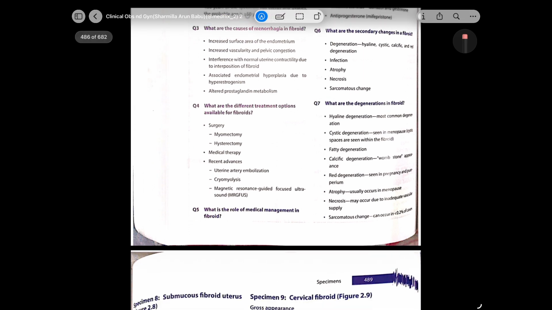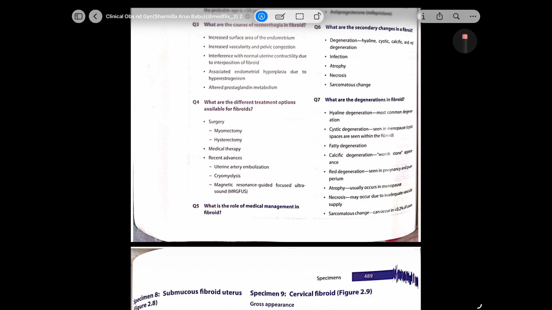So what are the degenerations in fibroid? Hyaline degeneration is the most common degeneration. Cystic degeneration seen in menopause. Cystic spaces are seen within the fibroid. Fatty degeneration, calcific degeneration, womb stone, not tombstone. It's womb stone appearance. Red degeneration seen in pregnancy. Yeah, this is very important. This is an MCQ. Seen in pregnancy and puerperium. Atrophy usually occurs in menopause. Necrosis may occur due to inadequate vascular supply. Sarcomatous change can occur in less than 0.2% of cases.